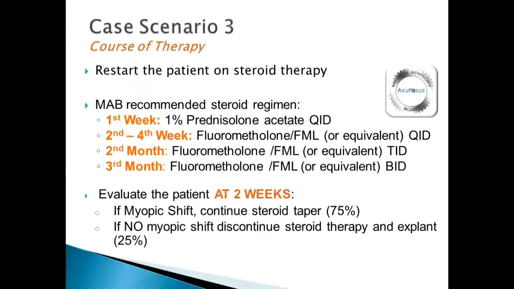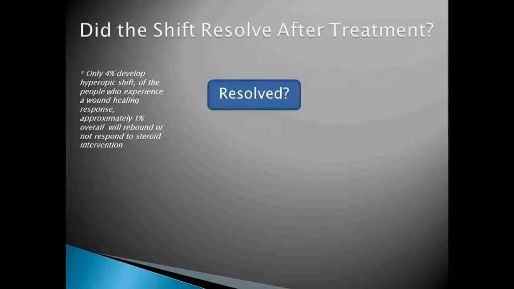If you don't see any shift back to myopia, if they're still exactly the same, their vision's still the same as it was, they're still hyperopic, and there's absolutely no shift, that's a patient who likely will not respond to the steroids, and you're probably going to want to think about explanting that inlay. Next slide. So really what you want to do is follow kind of a checklist.